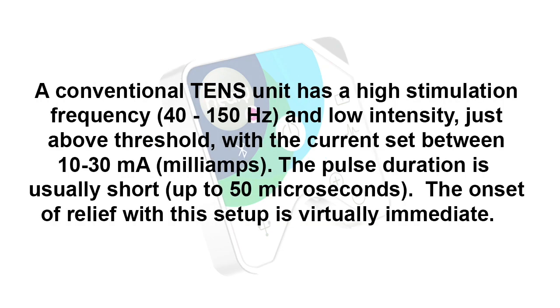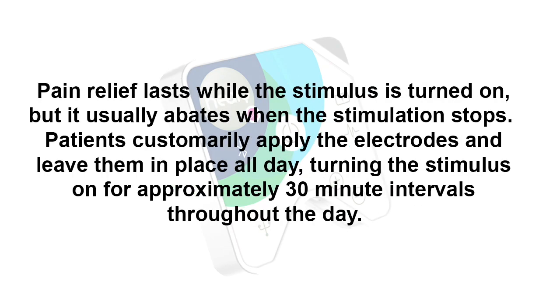A conventional TENS unit has a high stimulation frequency, normally in the 40 to 150 Hz range, and low intensity, just above threshold, with the current set between 10 and 30 mA. The pulse duration is usually short, up to 50 microseconds. The onset of relief with this setup is virtually immediate. Pain relief lasts while the stimulus is turned on, but it usually abates when the stimulation stops.